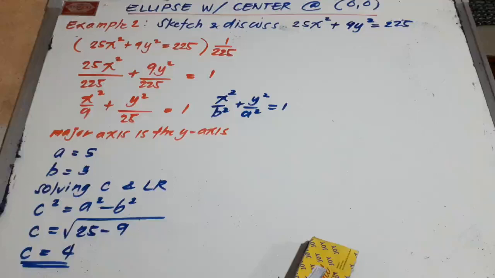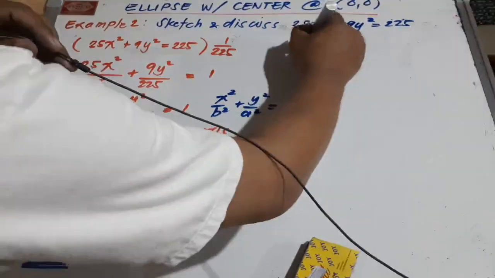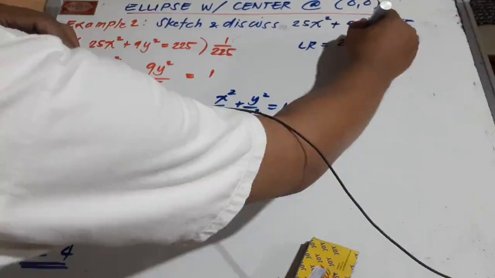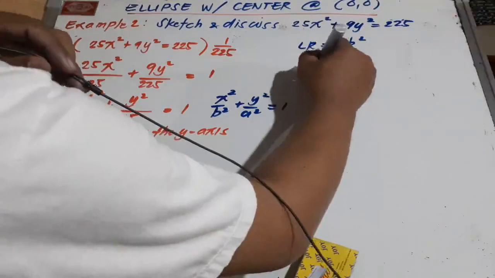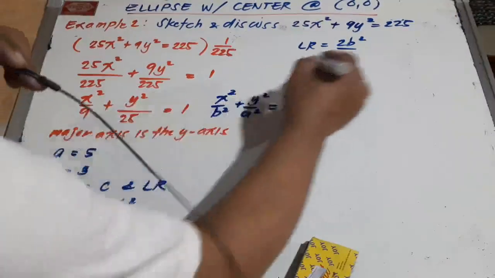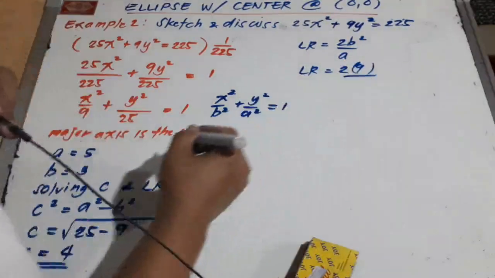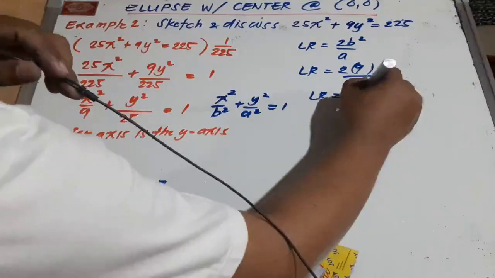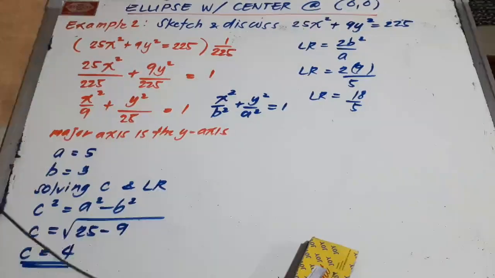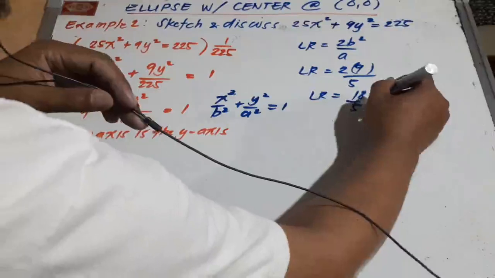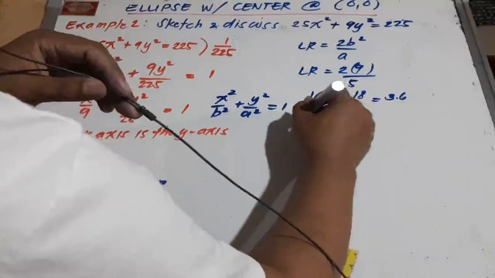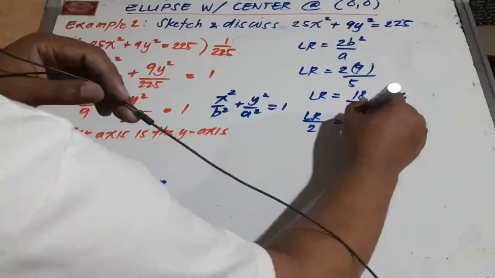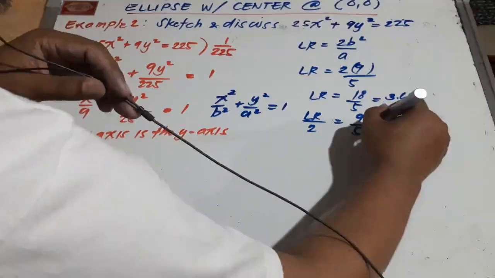Then we solve for LR. LR is latus rectum, length of latus rectum. And the formula is 2b squared over A. So 2b squared is 18 over A is 5. So we have LR equals 18 over 5. So in decimal, the value is 18 divided by 5 is 3.6. Okay? So 3.6. At kalahati ng LR, LR over 2, is 9 over 5. Okay? That is equivalent to 1.8.